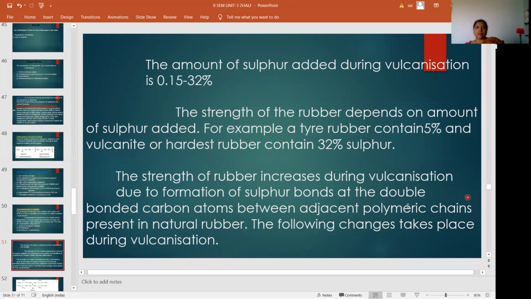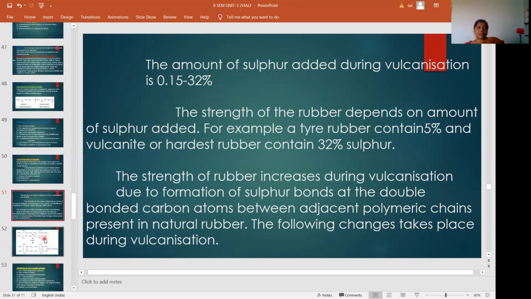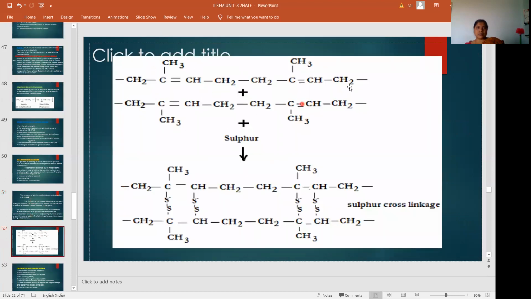Whatever polymer chains are present in the natural rubber, sulfur bonds form between their double-bonded carbon atoms. We will see the equations. This is the structure of natural rubber. Here to here is one isoprene, here to here is one isoprene. Like this, isoprene molecules go on continuously. It is polyisoprene. This is one polymeric chain, this is another polymeric chain.